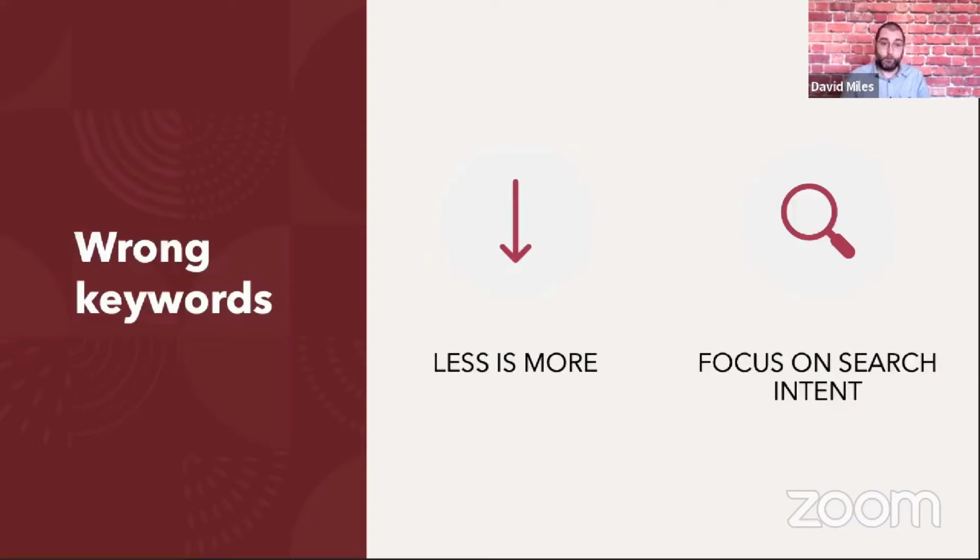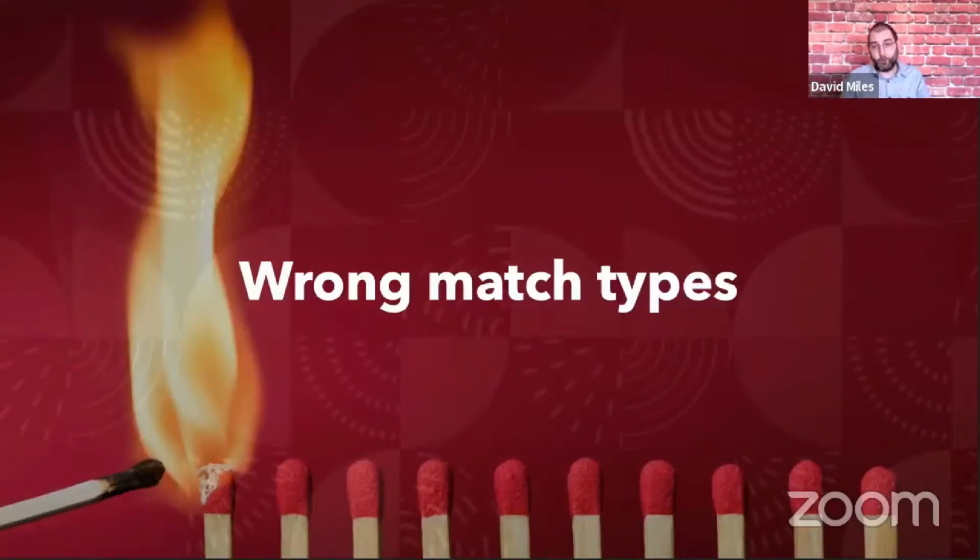The next one, number one was having too many keywords. The second one is the wrong match types. So match types, if you're not familiar with what that means in the context of Google Ads, the match type is what helps Google determine whether the search term that someone enters into Google is close enough to a keyword that you're bidding on to allow your advert to appear.